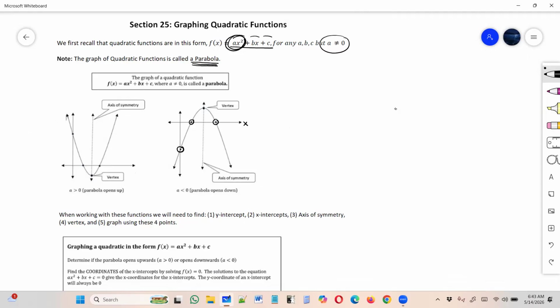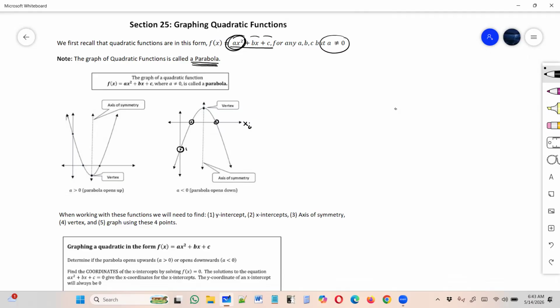Now, it's possible that the parabola might do this and not touch the x-axis, which is perfectly fine. That case happens if the x values are imaginary. It's also possible that the parabola just touches in one location. In that case, you only have one root. But it's also possible that you have two. So we're just indicating two here because there may be two roots. So these two are the x-intercepts.